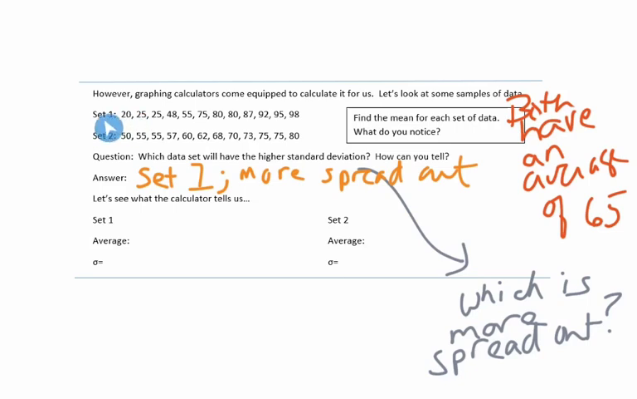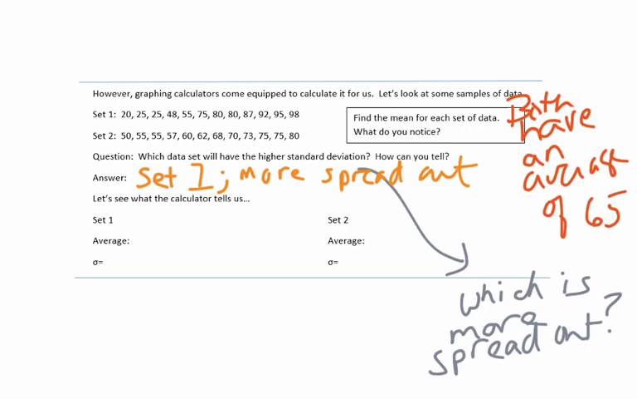In the first data set, your lowest number is 20. In the second data set, your lowest number is 50. The highest number in the first data set is 98 as compared to 80. So while they both had the same middle, data set 1 has more numbers that are further away from the middle than the second data set has. The second data set, all the numbers are clustered between 50 and 80, where the first data set has numbers that are both lower and higher than the second one.